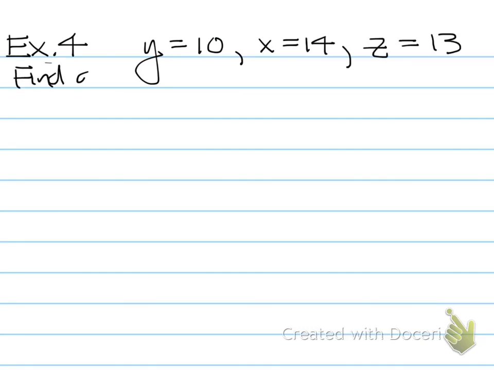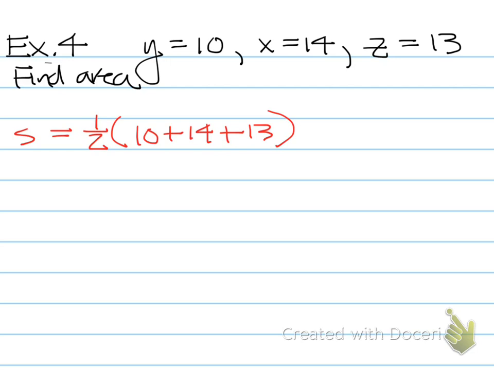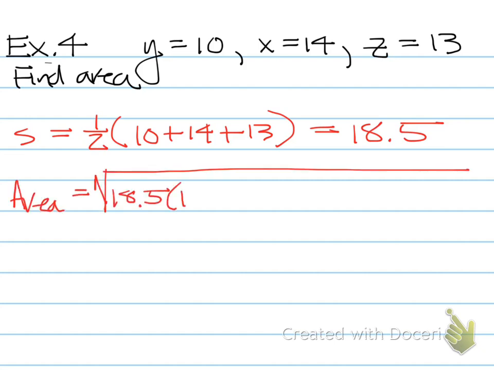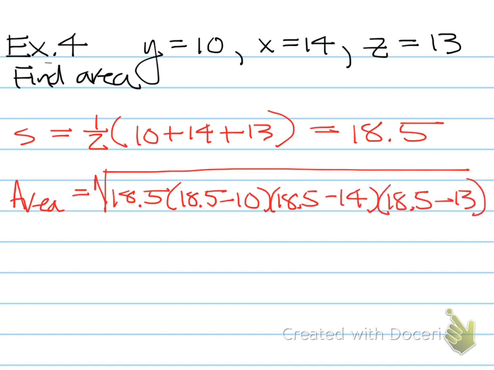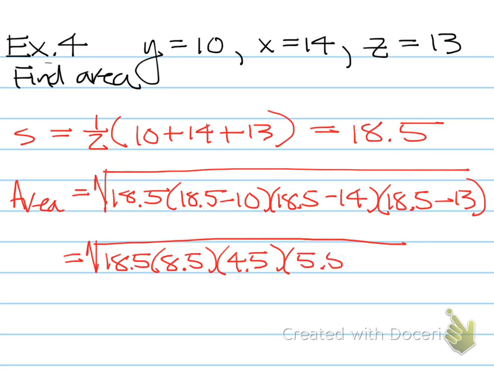And then for this problem, we have the measure of all three sides, so we're going to use Hero's formula. The first thing we need to calculate is the semiperimeter by adding up all the sides and then dividing that quantity in half. We get 18.5 for the semiperimeter. And so when we set up our equation, it's going to be the square root of the semiperimeter times the semiperimeter minus one of the sides times the semiperimeter minus another side times the semiperimeter minus the third side. And once we do all the computations, we'll get approximately 62.4 units squared for the area.